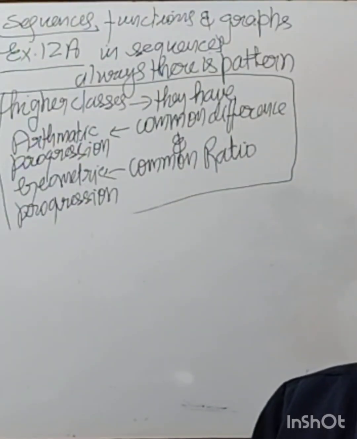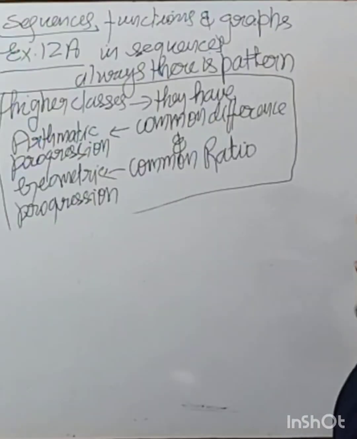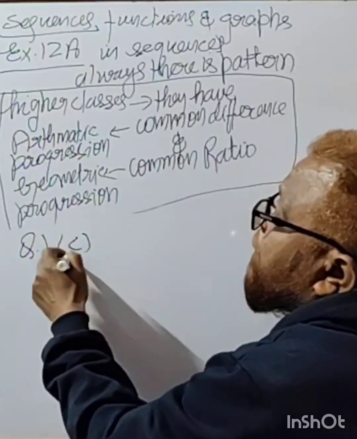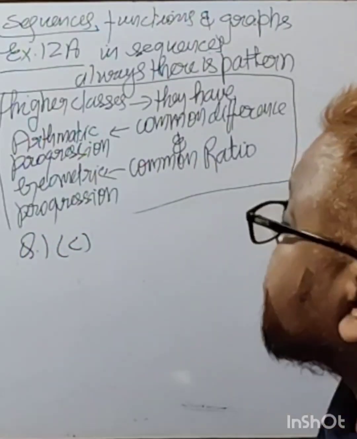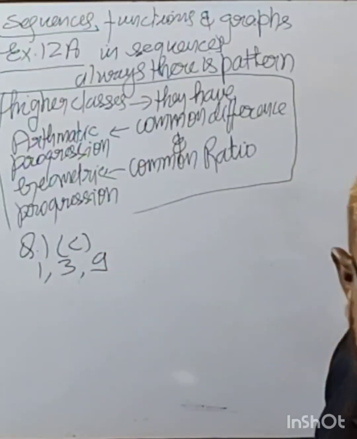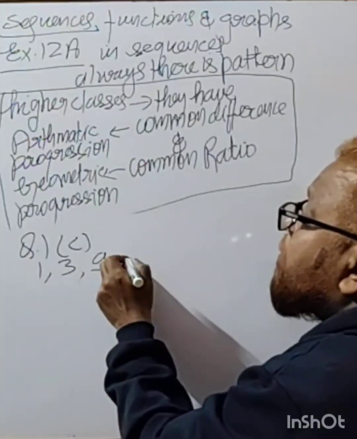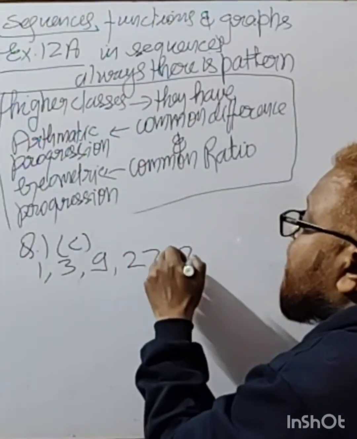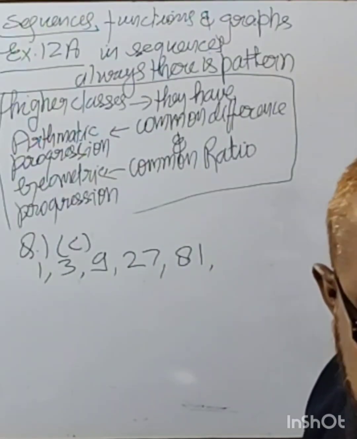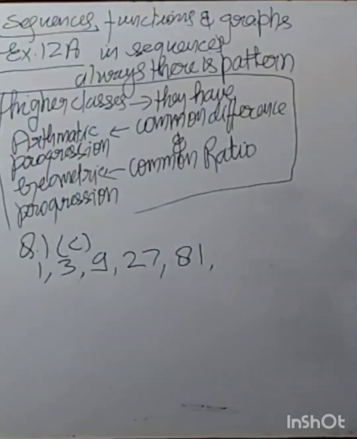If we take another sequence, that is question number 1 part C, that is 1, 3, 9, 27 and 81. Write down whether each of the following sequences is linear, geometric, or quadratic.